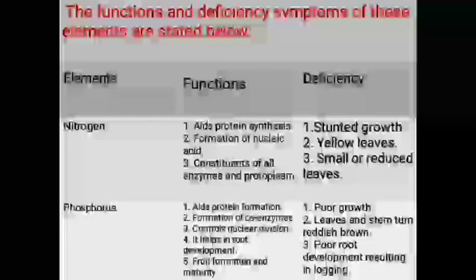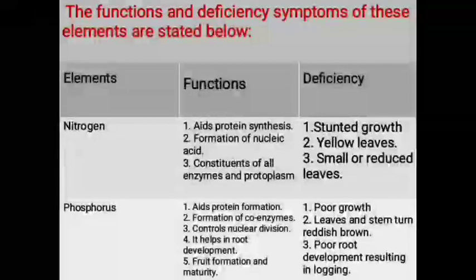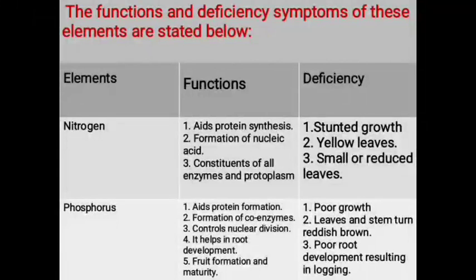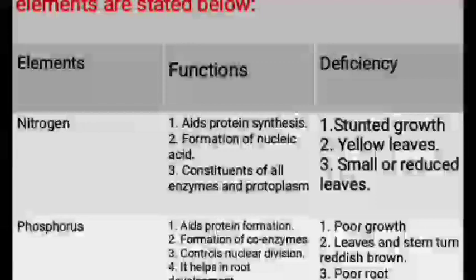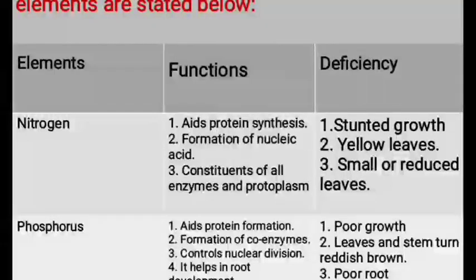Now we'll look at the functions and deficiency symptoms of these elements. The element, its functions and its deficiency. We have nitrogen. It aids protein synthesis. It also helps in formation of nucleic acid. It is a constituent of all enzymes and protoplasm. Now, the deficiency of nitrogen leads to stunted growth, yellow leaves, or small or reduced leaves.